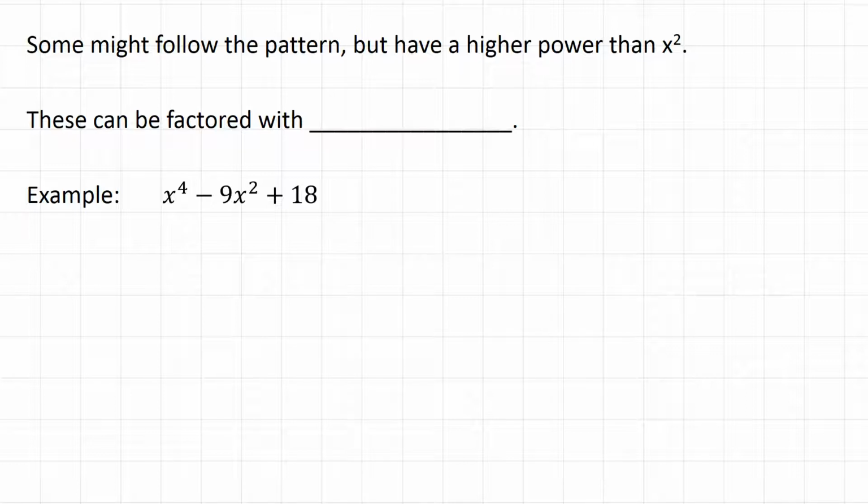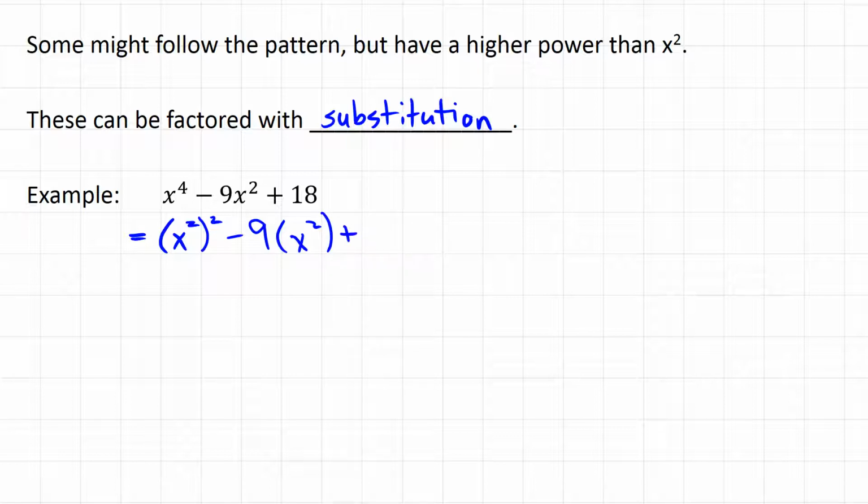Some trinomials might follow the pattern, but have a higher power than x squared. And these can be factored with a technique called substitution, which is a very important skill in higher levels of math, especially when you get into learning about calculus. So this trinomial, if we think about it, x to the power of 4 is really x squared, squared. And then we have minus 9x squared plus 18.